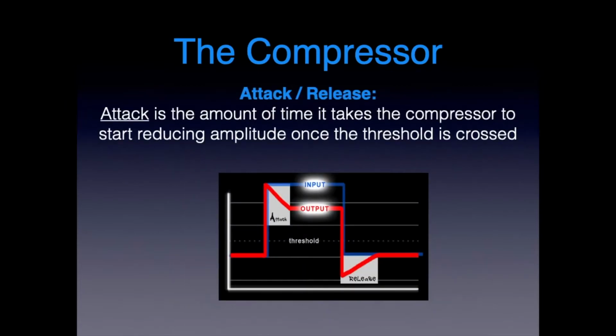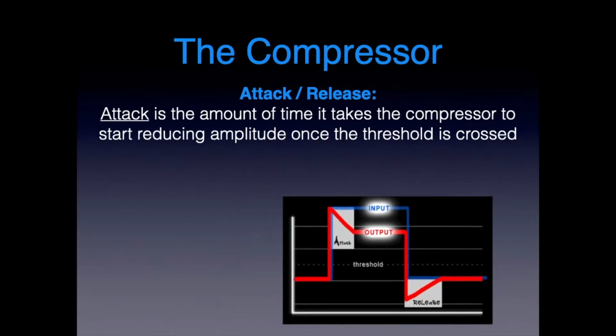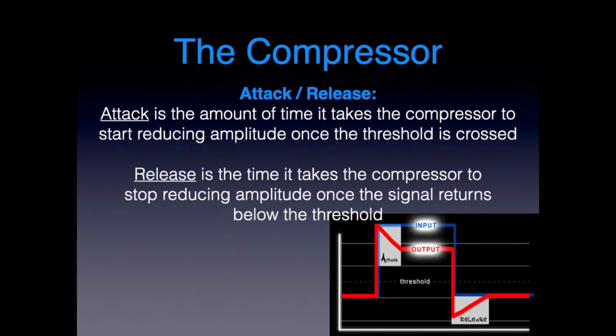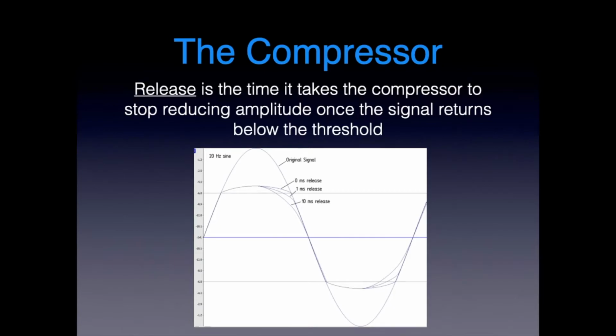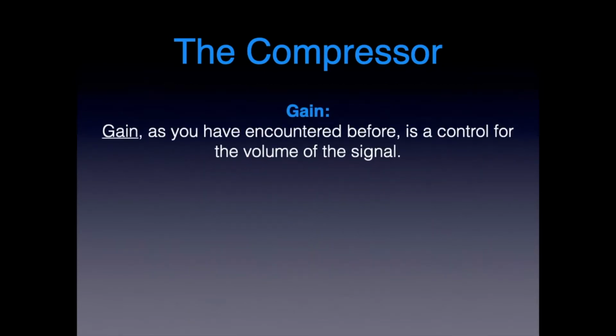Compressors will also usually have attack and release controls. Attack is the amount of time it takes the compressor to start reducing the amplitude. And the release is the time it takes the compressor to stop reducing the amplitude once the signal returns below the threshold. Finally, compressors will usually have a gain control. Gain controls the overall amplitude of the signal after compressing.